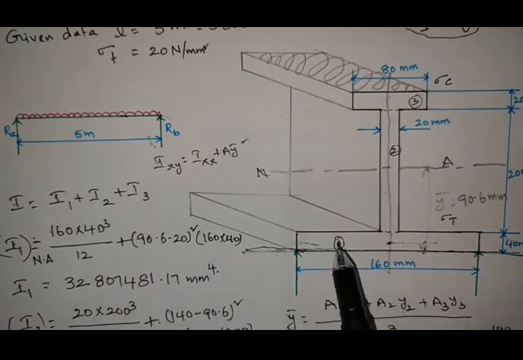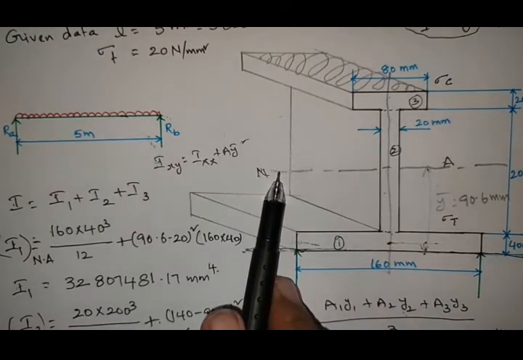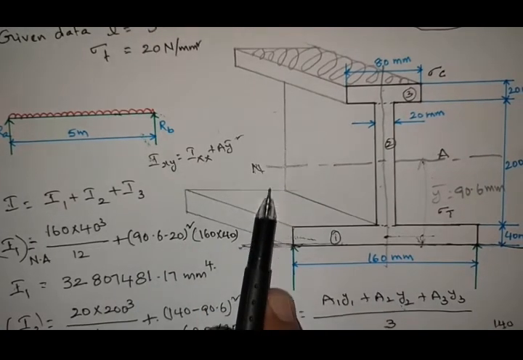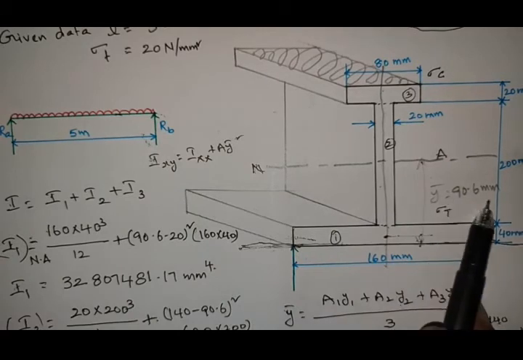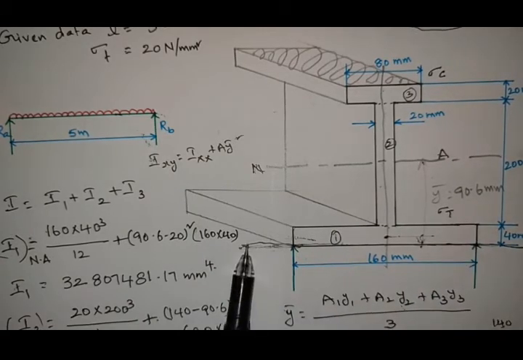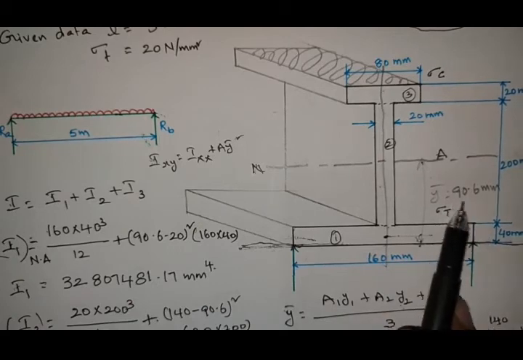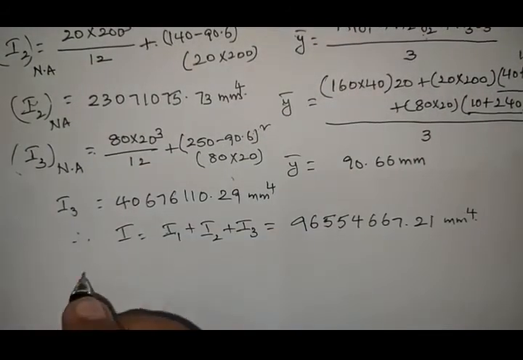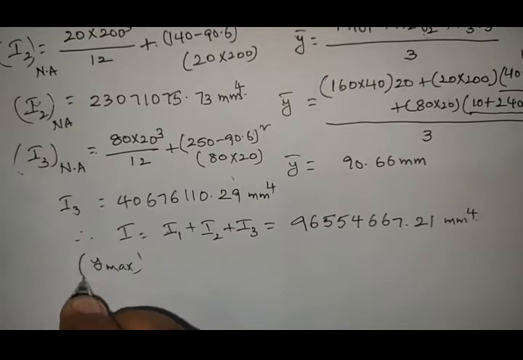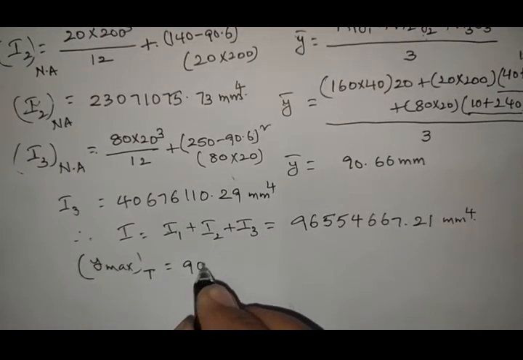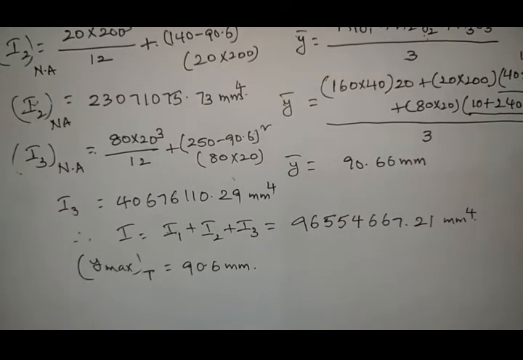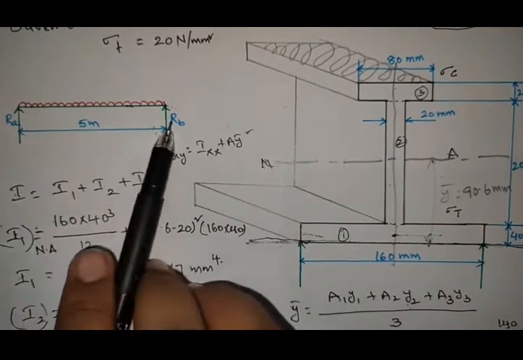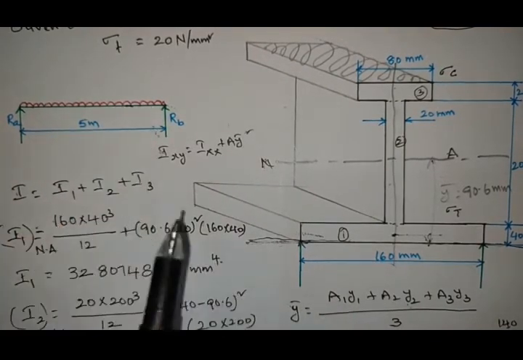So then what is the distance? At what maximum distance from the neutral axis is it? That is nothing but the centroidal axis. So that centroidal axis distance is nothing but y bar, that is 90.6 mm. Where will the maximum tensile stress be? At a distance of 90.6 mm. Therefore y max for tensile stress is equal to 90.6 mm, right?